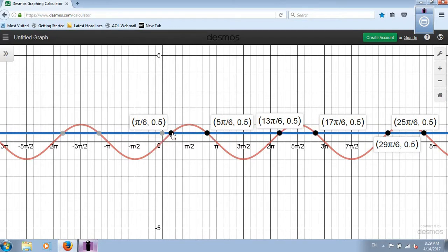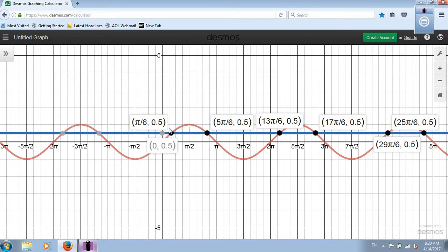So pi over 6 repeats. The next time you come back to pi over 6 is actually 13 pi over 6, because 13 pi over 6 is a coterminal angle for pi over 6. So that is the repetition here. It repeats itself every 2 pi. But 5 pi over 6 also repeats itself every 2 pi. However, pi over 6 and 5 pi over 6 don't repeat each other in a regular way. Their difference is about 4 pi over 6, so there's not much description we can put between those two.